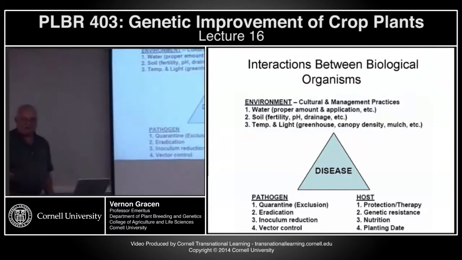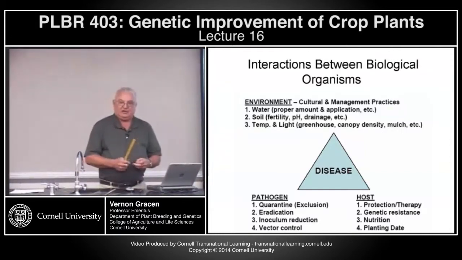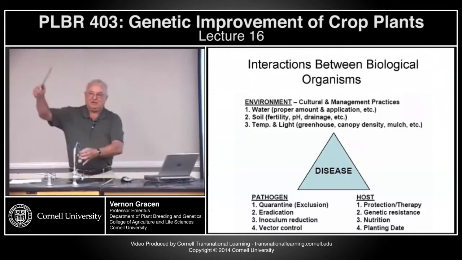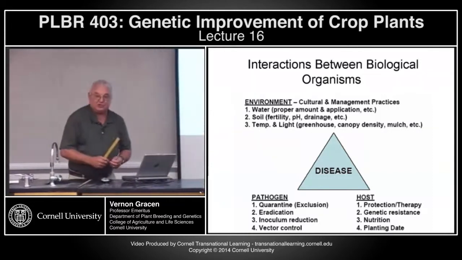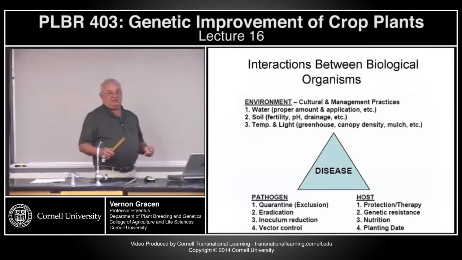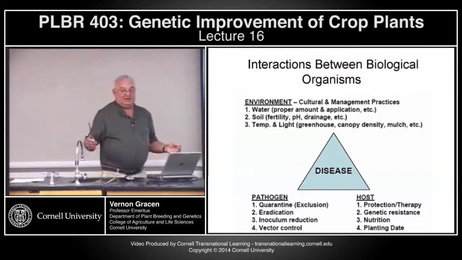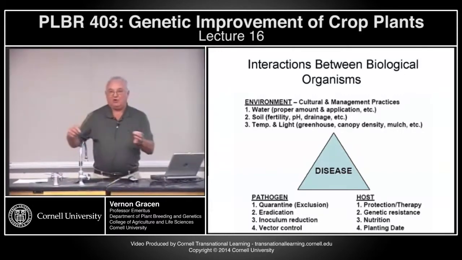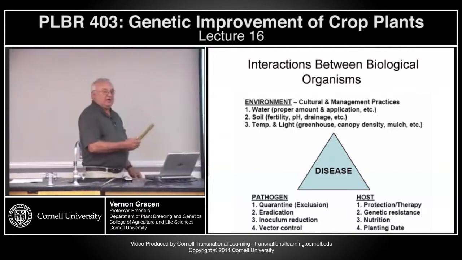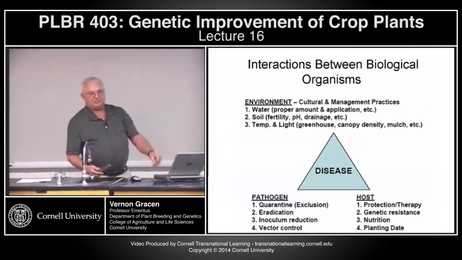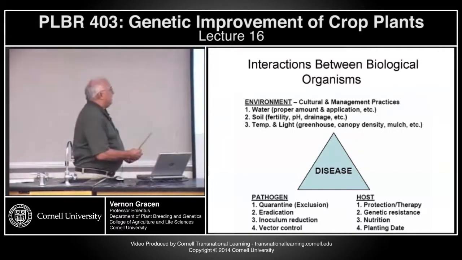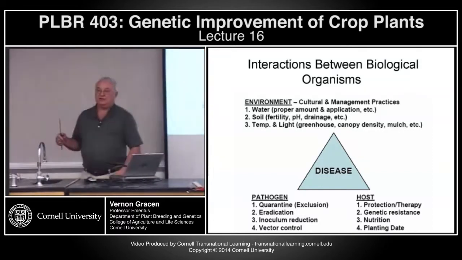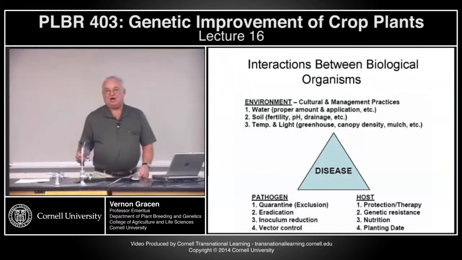The host characteristics certainly play a big, big role. And you can do all sorts of things to help protect the host plant or to help make the host plant healthier. You can add genetic resistance. The nutritional status of the plant affects its interaction with the pathogens, and such things as planting date. In some cases you can plant early and harvest early and avoid buildup of the diseases. Other cases, you wait until a disease epidemic subsides and do an alternate planting. But when you're dealing with pathogens interacting with hosts, the environment is a major factor. Probably the most important factor.